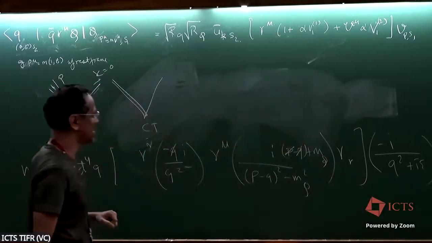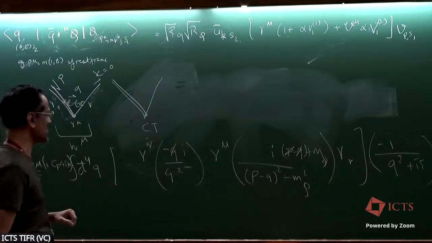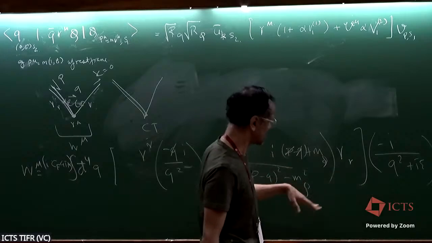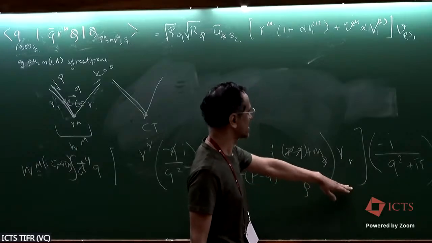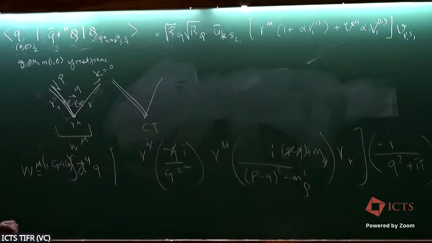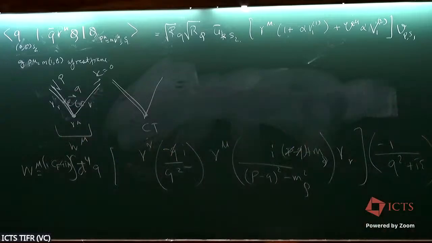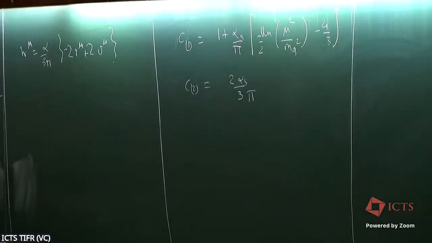What is worth trying to do is now just don't do that. Just calculate it in DIMREG, and there'll be some cancellation between the UV and IR divergences, but you'll get a nice final result. And actually, you can show this very, very quickly. So, good homework exercise.